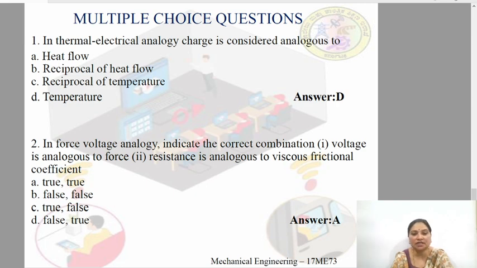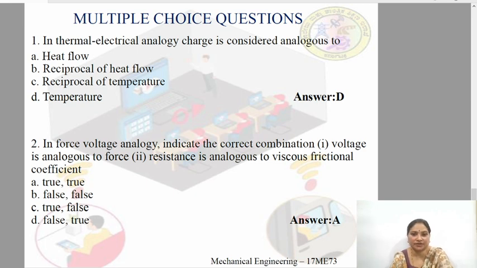The analogous terms for thermal and electrical networks are, in an electrical network the charge is equivalent to temperature in a thermal system. So therefore the right option will be option D, that is temperature.